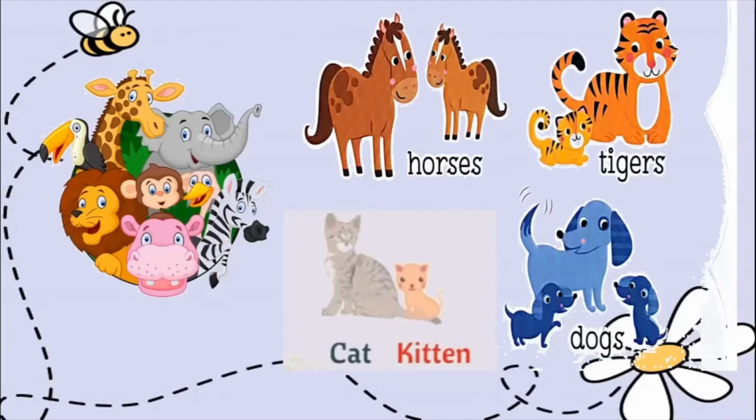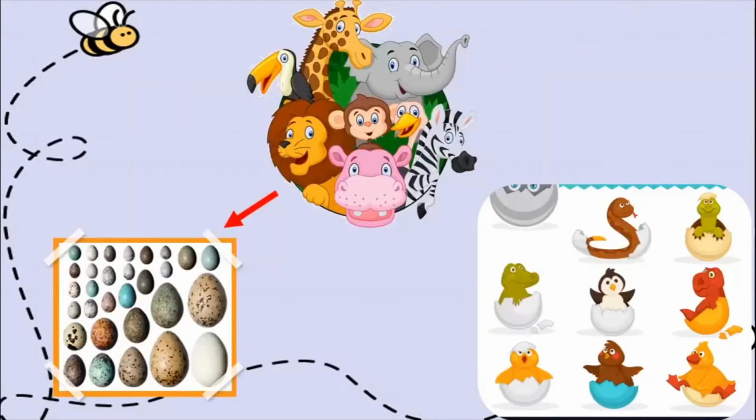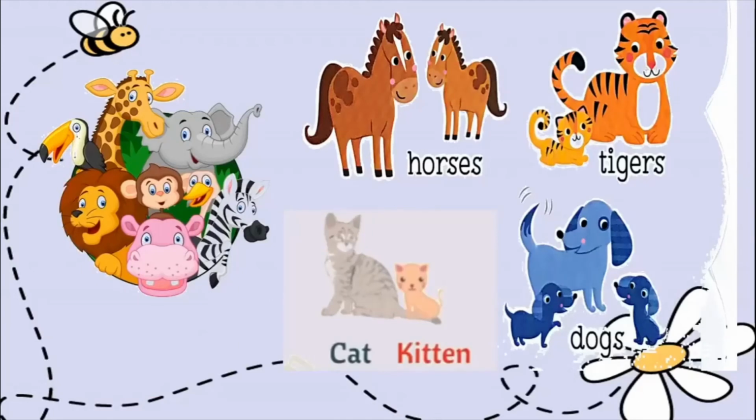their young ones. So you can see the horse and the baby horse. The baby horse is either called a foal or a colt. Then you have the tiger and the cub. You have the dog and the puppies. You have the cat and the kitten. So this is called reproduction by giving birth. This was reproduction by laying eggs. So animals can reproduce in two ways, either by laying eggs or by giving birth to their young one directly.